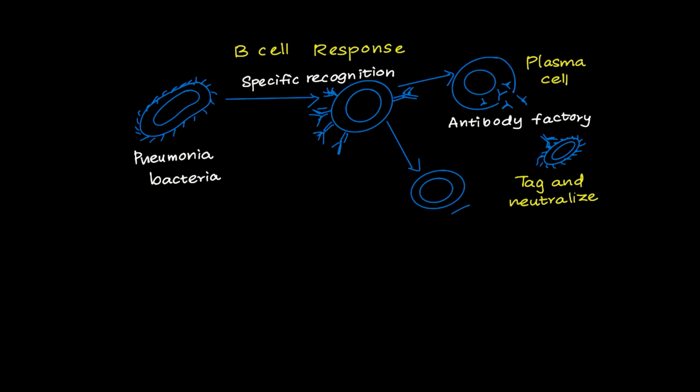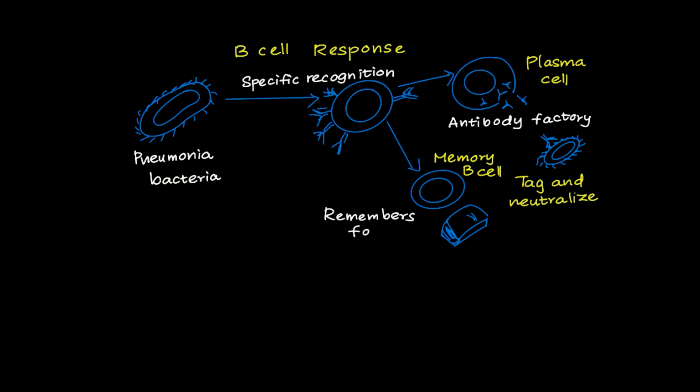If the same bacteria ever shows up again, memory cells snap into action much faster than the first time, producing larger amounts of antibody in less time. That is why second exposures to the same pathogen usually cause milder illness or no illness at all.